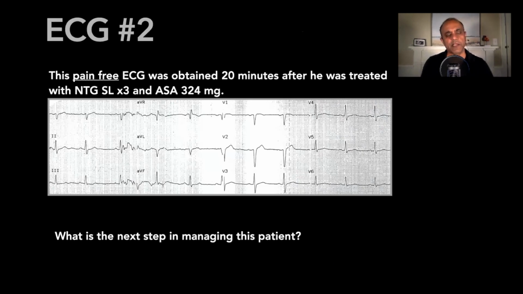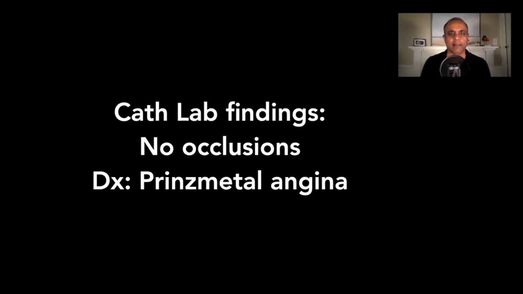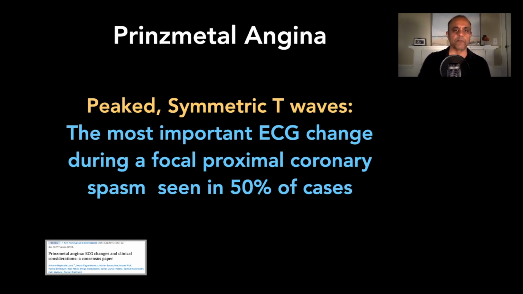So, the patient was treated with aspirin and nitroglycerin, and his ECG seemed to get better. You can see the resolution of these ST segments. But because of his history, the fact that he had mild disease, and his worrisome pattern, he was taken to the cath lab where it was shown that he had no occlusions, and he was diagnosed with what's called Prinzmetal angina. Now, Prinzmetal angina is a very specific thing. It's spasming of the coronary arteries, and it's important to understand that focal proximal coronary artery spasm is seen in only about 50% of cases. So you don't necessarily see this classic finding in all cases.